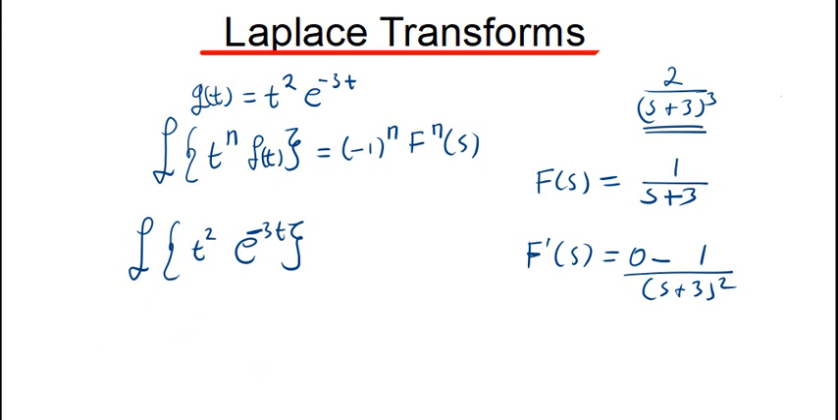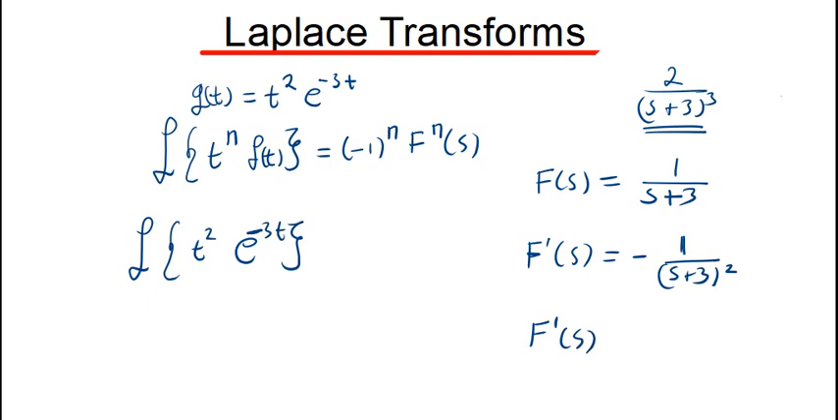So this one is just going to be something like minus 1 over s plus 3 squared. That is our first derivative here. Okay, this is our first derivative. We say minus 1 over s plus 3, then squared like that. I can use the quotient rule again to find my second derivative.